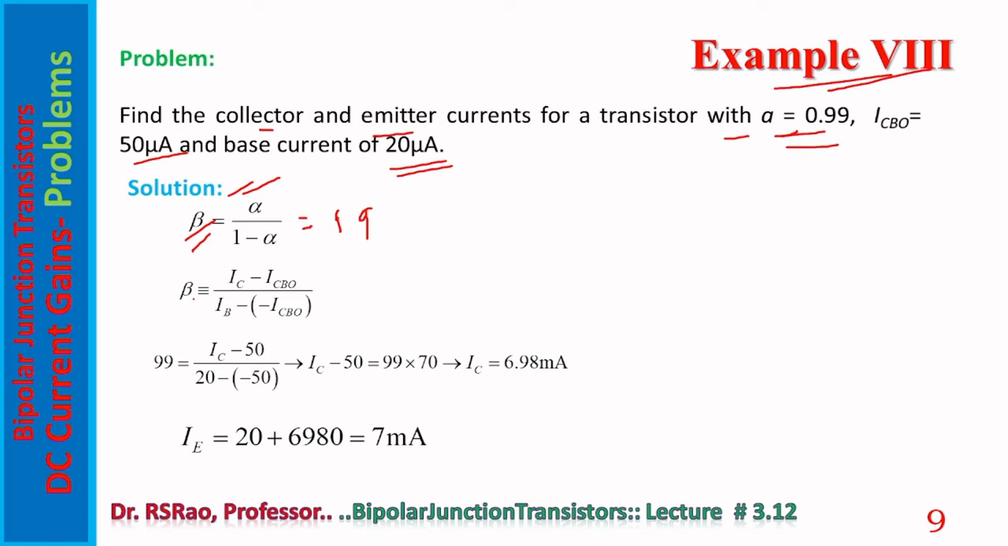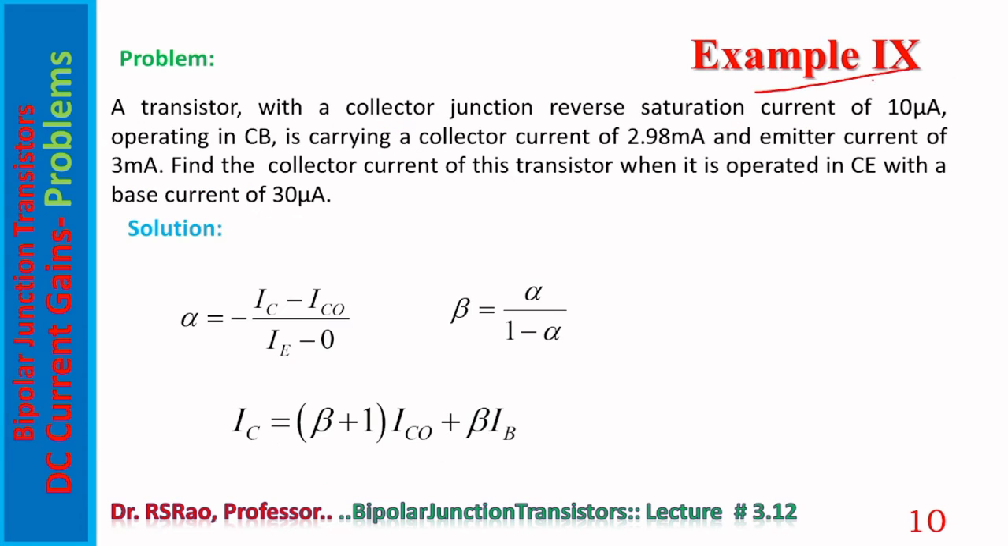Beta, by definition, is (IC minus ICBO) by (IB minus ICBO). This is the defining relation. So beta value is known, 99. ICBO is given, IB is given. So substituting those values here, one can find IC as 6.98 milliamperes. Once IC is known, IE can be found by summing base and collector currents. In the present case, it turns out to be 7 milliamperes.